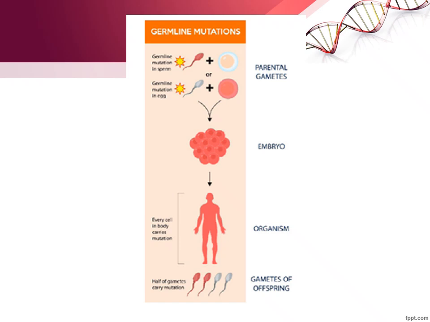Also here, germline mutations. You can see sometimes a mutation happens in the sperm or a mutation happens in the egg, and this is passed to the zygote, then to the whole person, male or female.